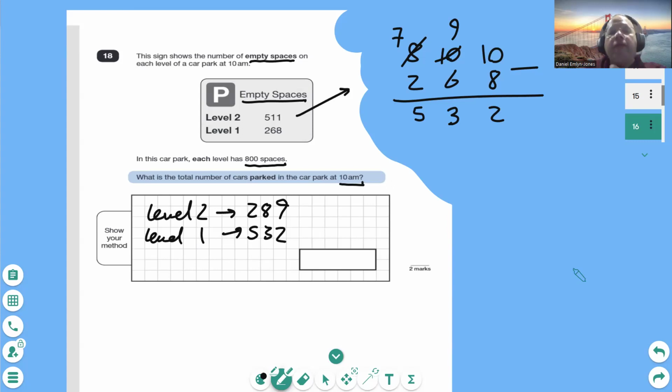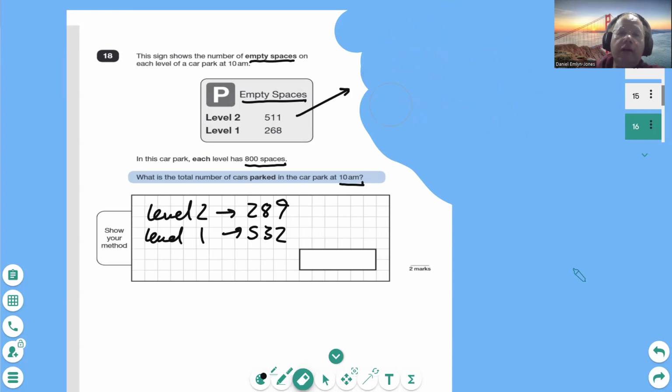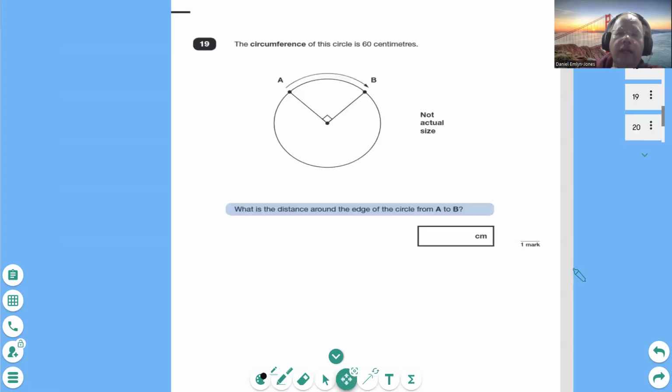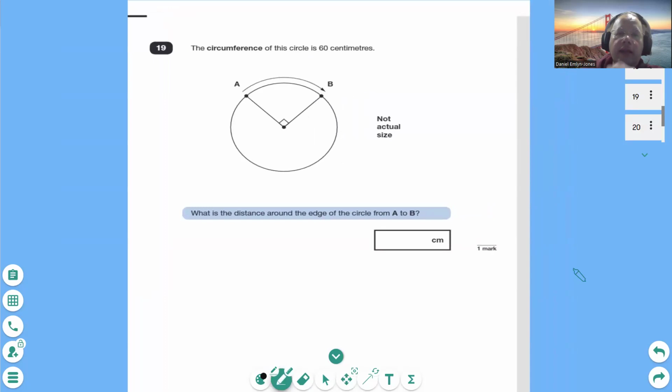So the total number of spaces cars parked is going to be 289 plus 5, 3, 2, unless I'm going mad, which is possible. 9, 10, 11, 1 carry the 1, 8, 9, 10, 11, 12, 2 carry the 1, 5, 6, 7, 8. 8, 2, 1, I do believe. If I'm wrong, let me know, but I think that's right. Okie dokie. Oh my gosh, it's getting exciting now.